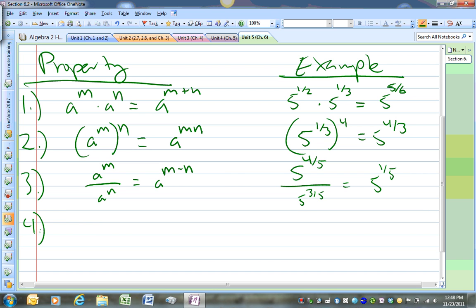Three more properties I want to state. If you have something to a negative exponent, you just put it on the bottom. So if I had, say, 4 to the negative 1/3 power, it would be 1 over 4 to the 1/3 power.